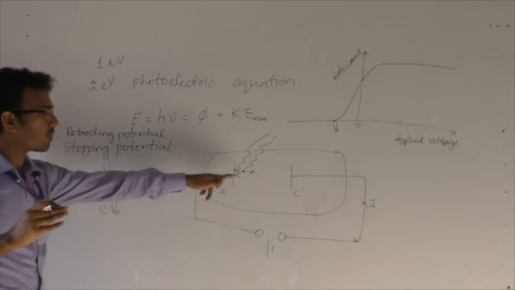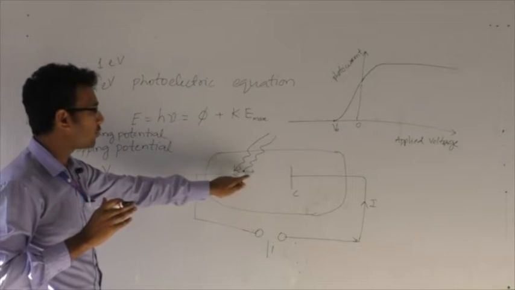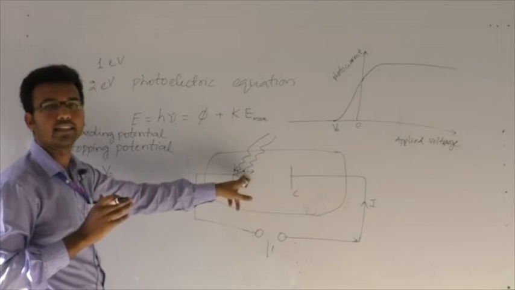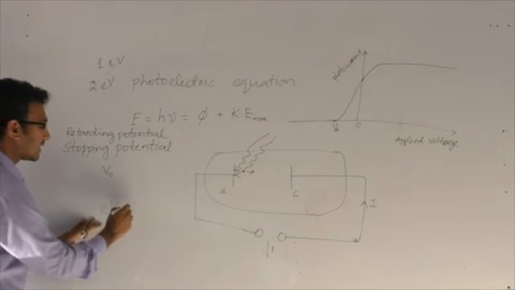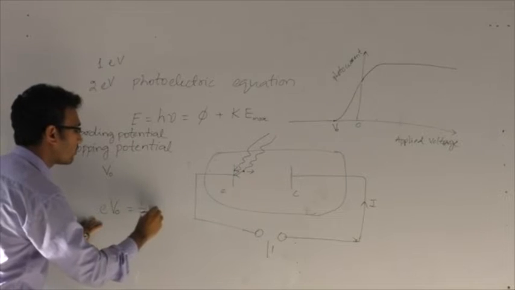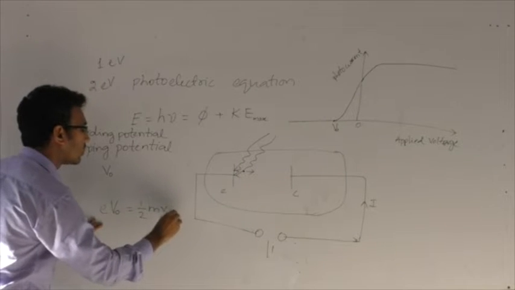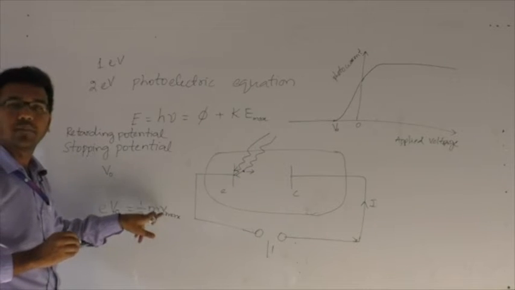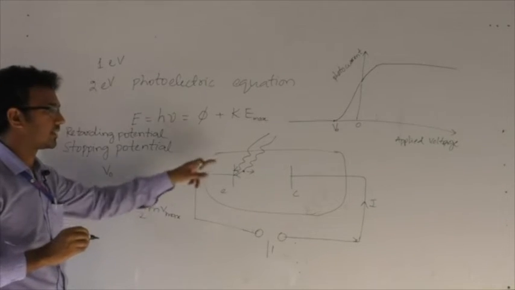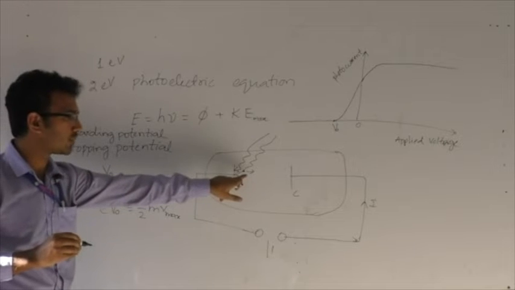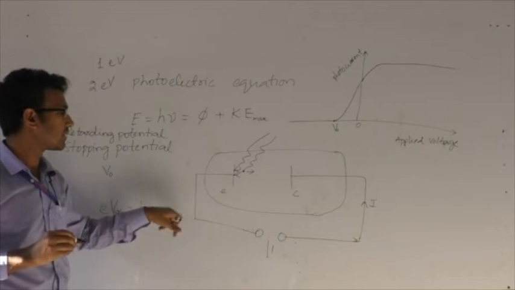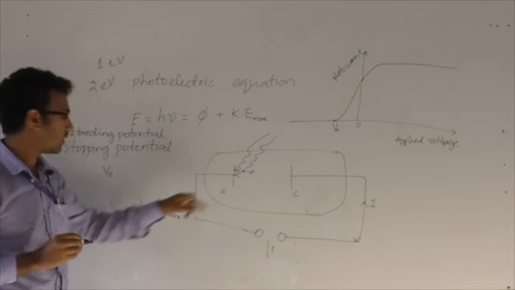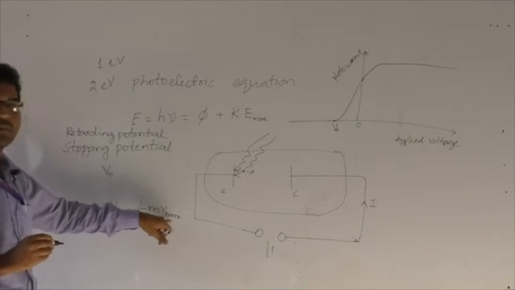So in order to stop this, you have to provide sufficient energy, which is equal to its kinetic energy. And therefore, this energy is equal to half m v max square. This v max represents the maximum velocity of the electron that is ejected. When I'm referring to this electron, v max is the velocity of this most energetic electron. So I'm equating eV0 to half m v max square.